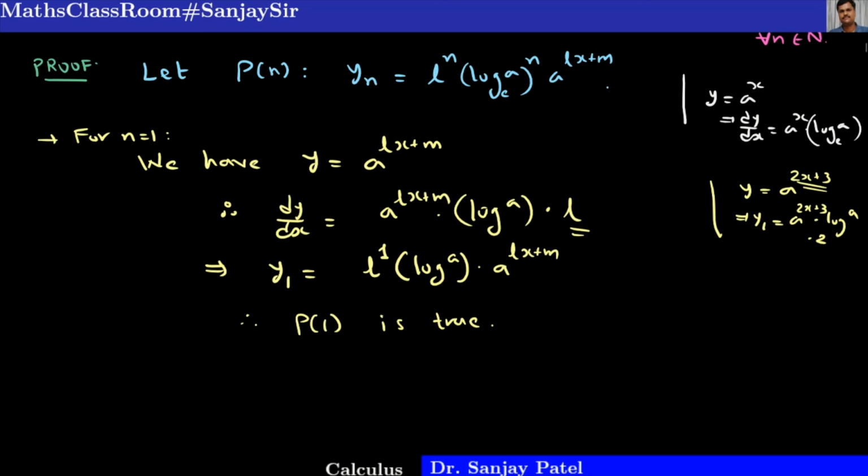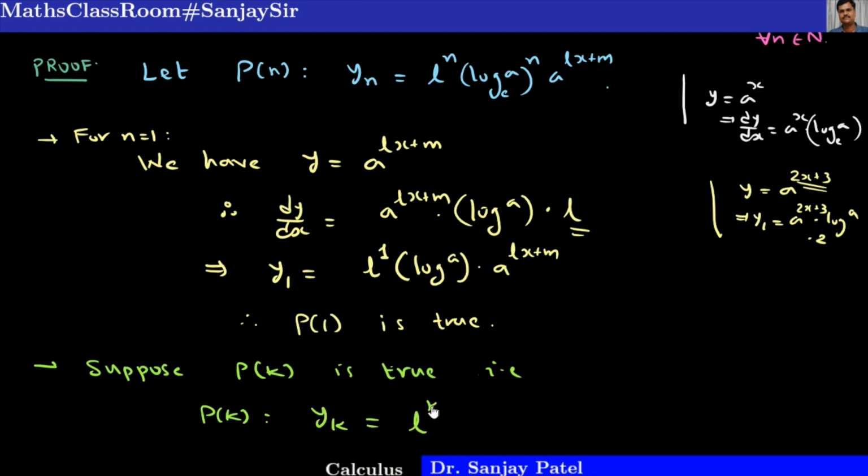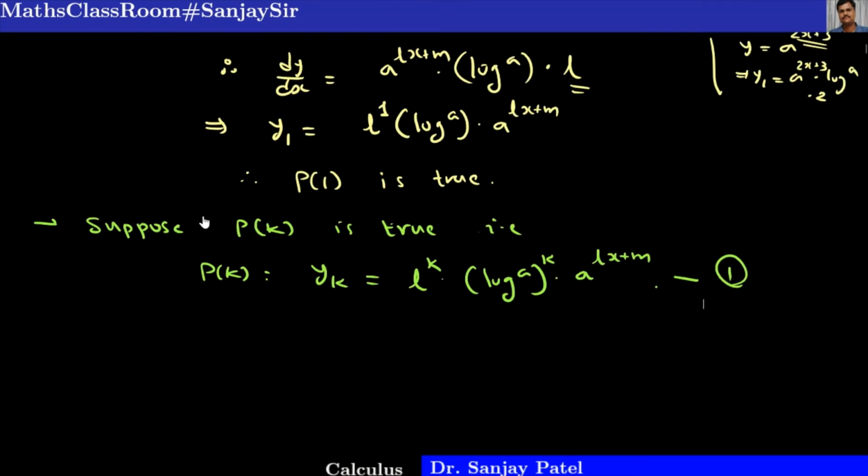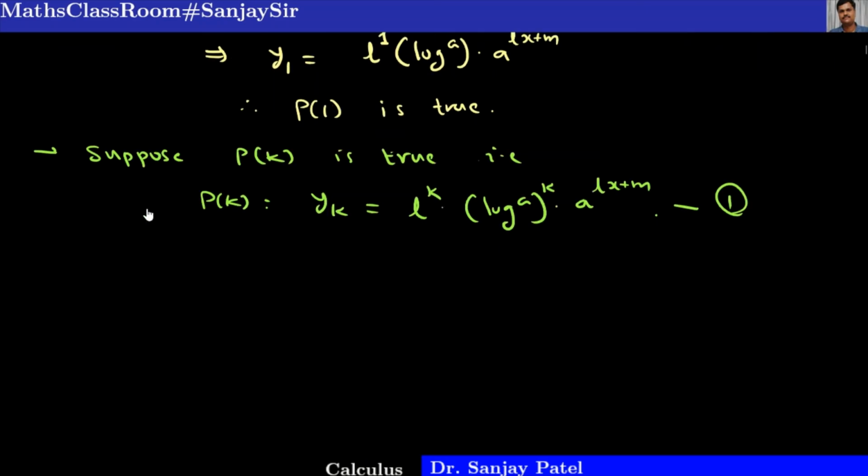Suppose Pk is true. That means Pk we can write as yk is equal to L raised to k into log of a to the base e raised to k into a raised to lx plus m. So this is our statement Pk. Now we want to derive Pk plus 1, which means we want to prove that Pk plus 1 is true.